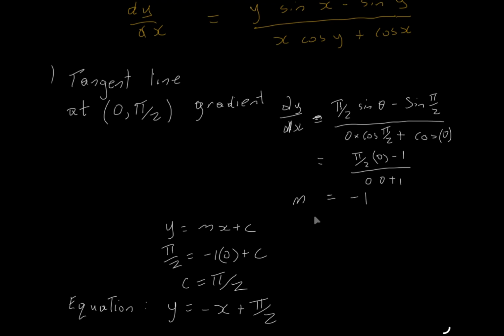Then plug in m equals negative 1 and 0 for x and pi over 2 for y into the equation y is equal to mx plus c. You'll have pi over 2 is equal to negative 1 times 0 plus c. So c is equal to pi over 2. So our equation will be y is equal to negative x plus pi over 2 for the tangent line.